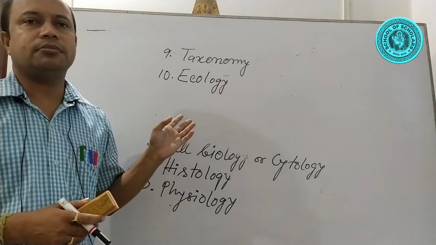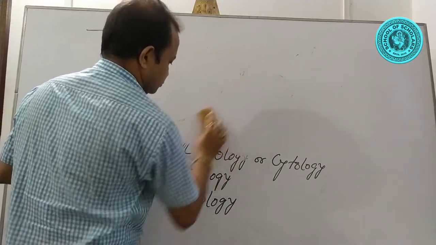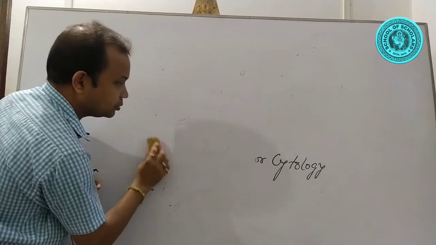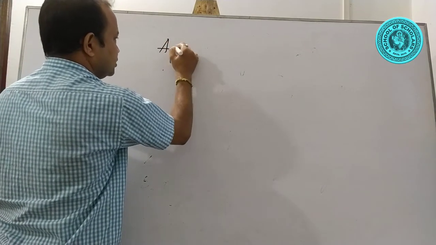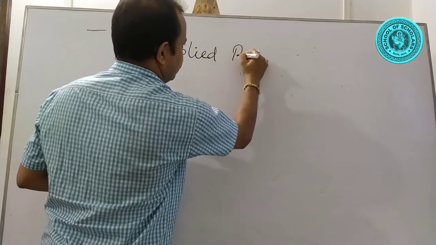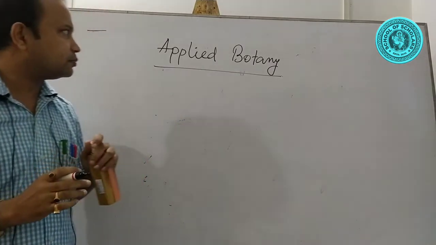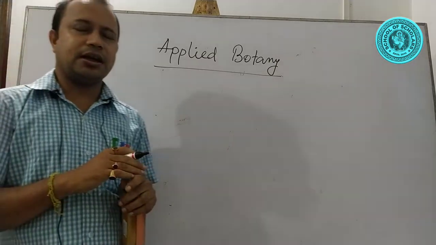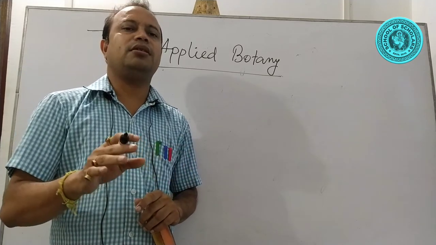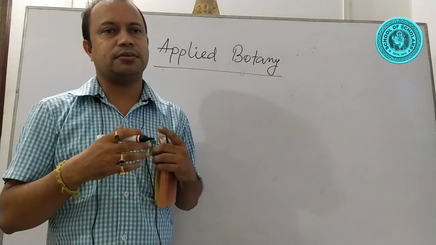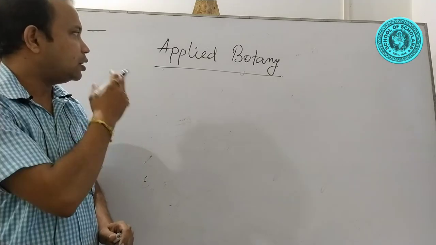All these are some important fundamental branches. Next, we discuss applied branches. We classify them as applied zoology and applied botany. First, applied botany. There are lots of branches in applied botany. Applied branches are actually developed on the basis of the knowledge of the fundamental branches, and these branches are developed for human welfare. The knowledge is taken from the fundamental branches, then modified to develop different kinds of branches for human welfare.